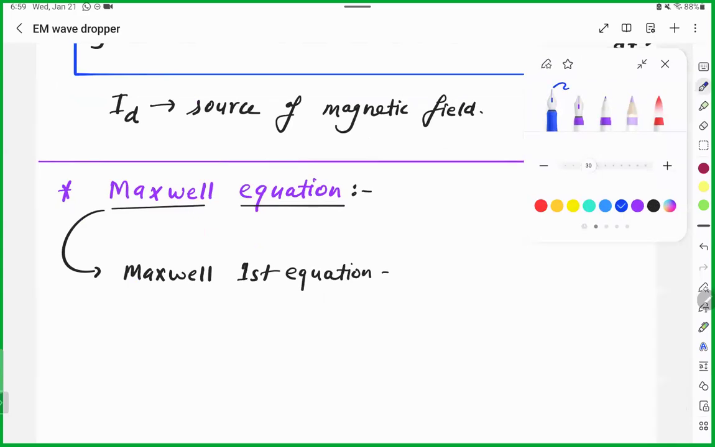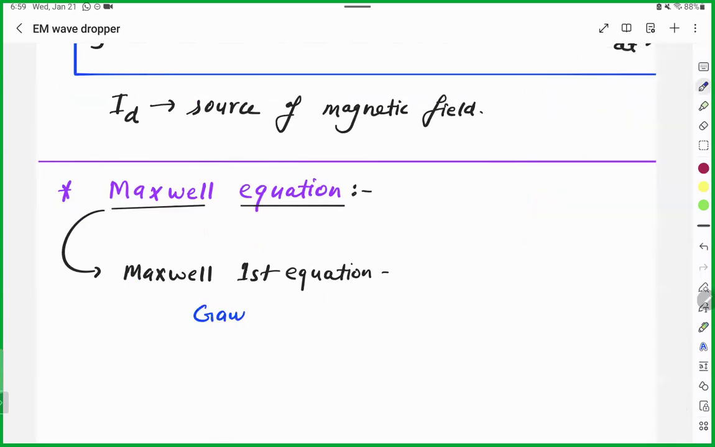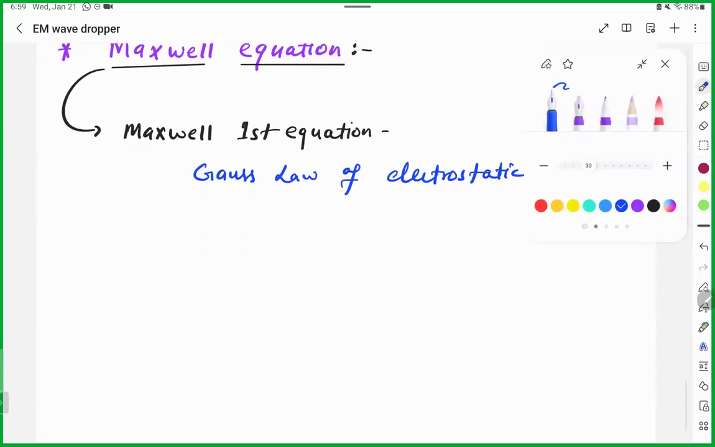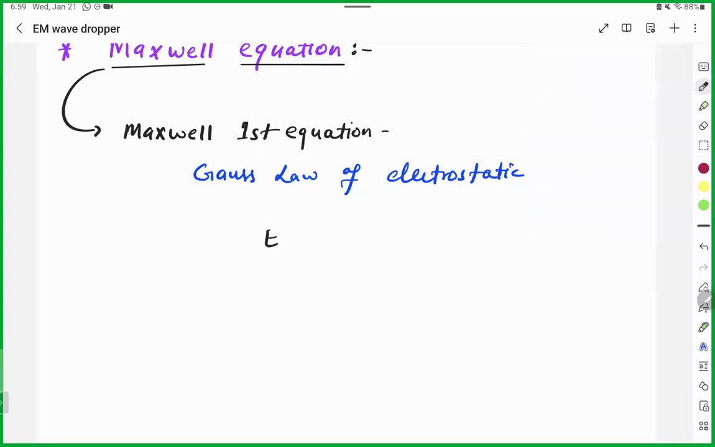So, Chandana, what is Gauss law of electrostatics? E dot ds is equal to Q by epsilon. Correct. So, E vector dot ds area vector, total integration will be charge inside by epsilon naught. Correct? Done. That was Maxwell's first equation.